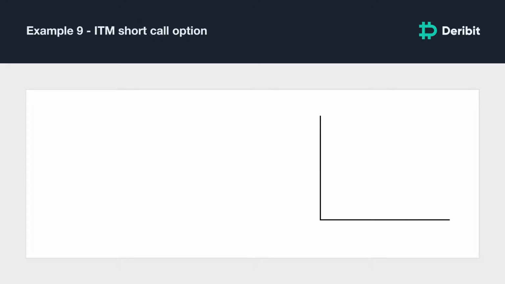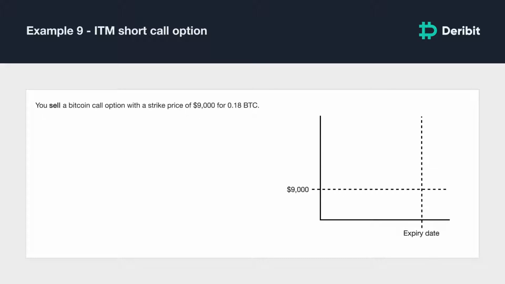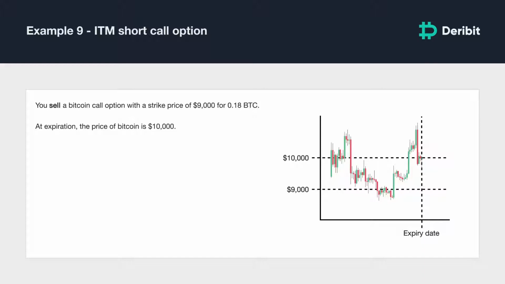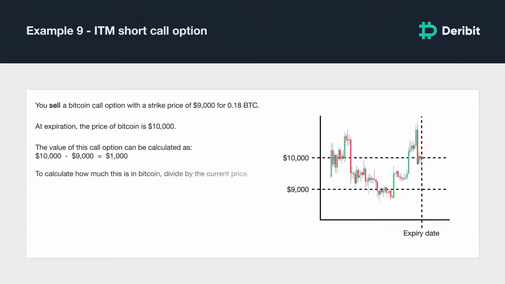You sell a Bitcoin call option with a strike price of $9,000 and you collect a premium of 0.18 BTC. You hold the position until it expires. At expiration, the price of Bitcoin is $10,000. The value of this call option can be calculated as $10,000 minus $9,000, equaling $1,000. To calculate how much this would be in Bitcoin, you divide by the current price of $10,000 to give 1,000 divided by 10,000, or 0.1 BTC.